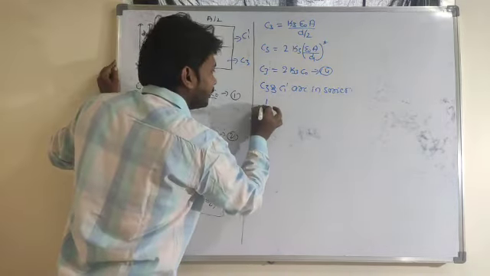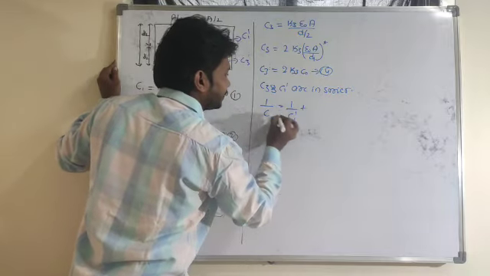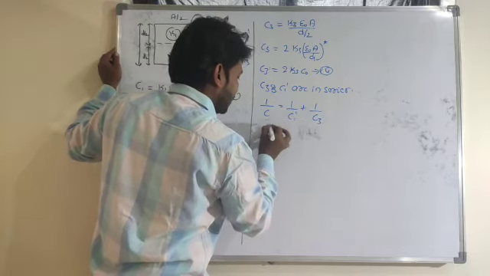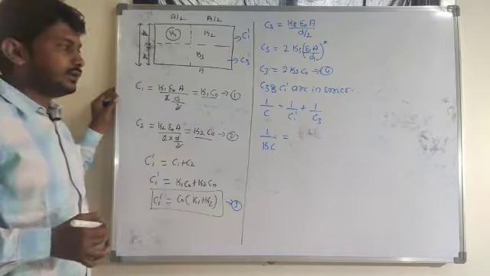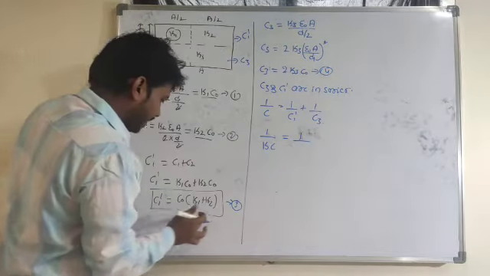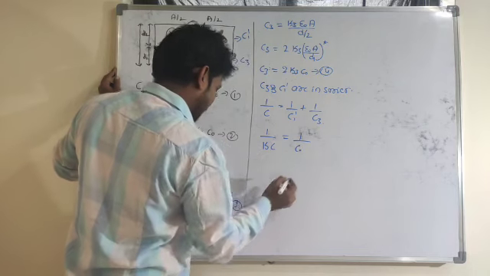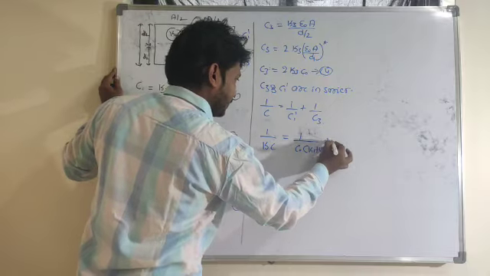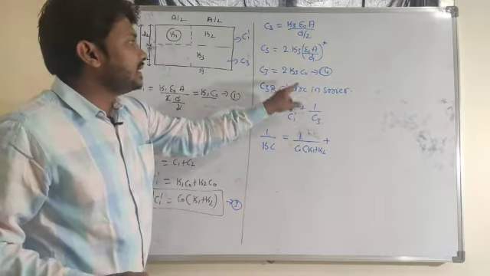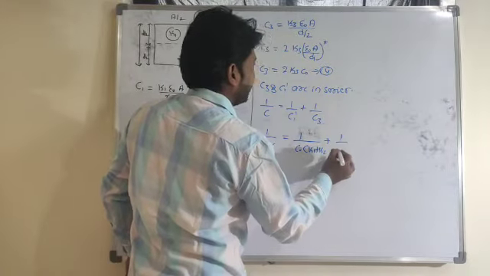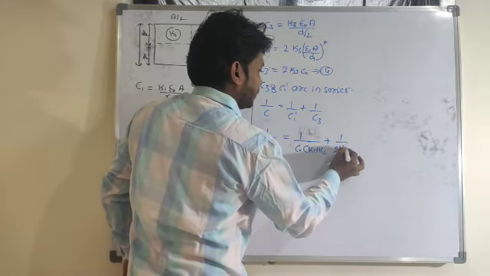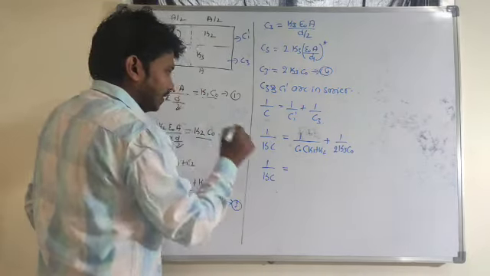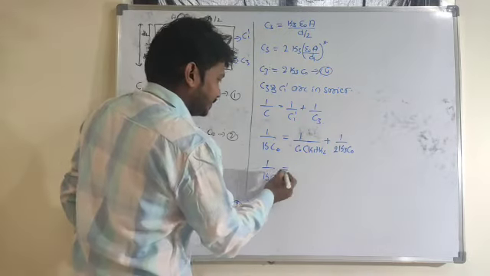Is it right? Then what about the effective capacitance? For series, 1 by C is equal to 1 by C1 dash plus 1 by C3 here. 1 by C is nothing but 1 by K into C naught here. So C1 dash value is how much here? C naught into K1 plus K2, plus 1 by C3. What's the value of that 1 by C3 here? 1 by 2 times K3 into C naught.